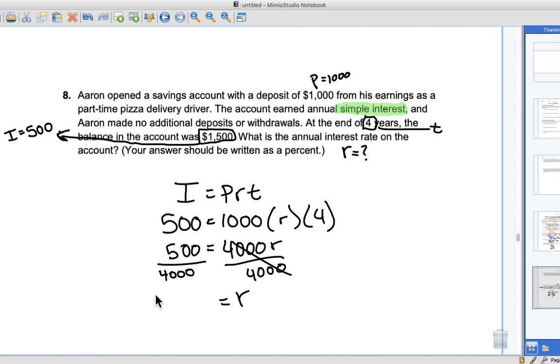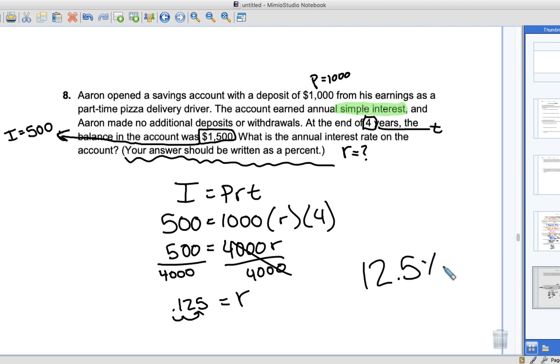You should get a very small answer. It's 0.125. And then remember, rates should always be written as a percent. So we move our decimal how many times? 2 times. 1, 2. And our final answer is, Mason? 12.5%. Very good. 12.5%.